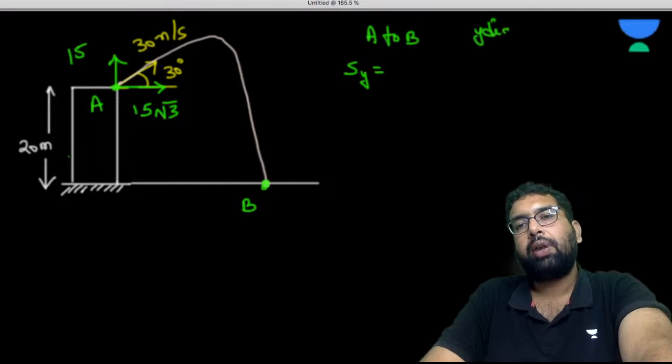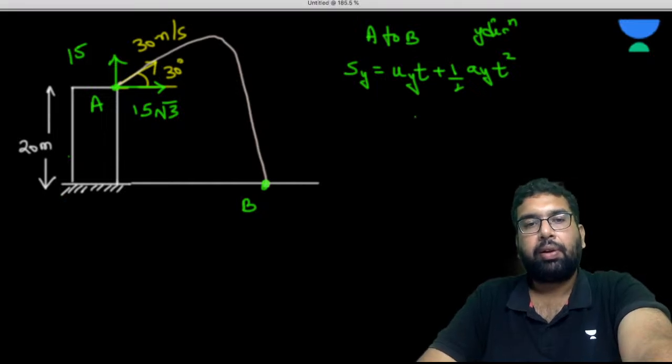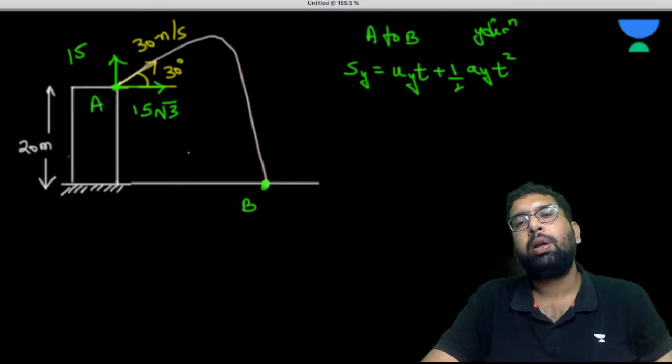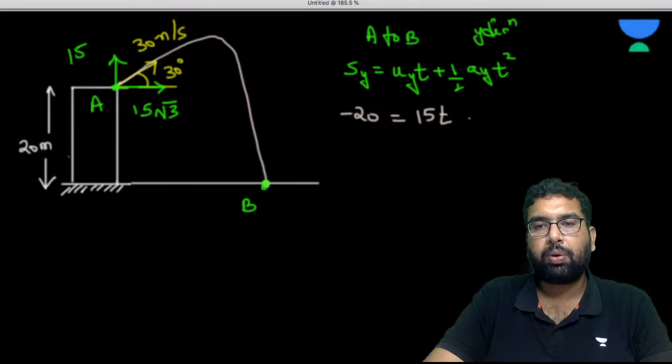So we can write Sy is equal to Uy t plus half Ay t square. Can we do that? Please answer me. T is 4. Now you have got it correct. So what was the mistake that you have been doing since so much time? So Sy is minus 20. What is Uy? It is 15. T we don't know. Plus 1 by 2. What is Ay?